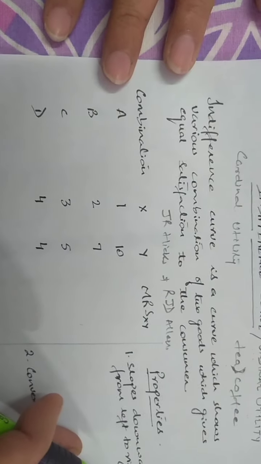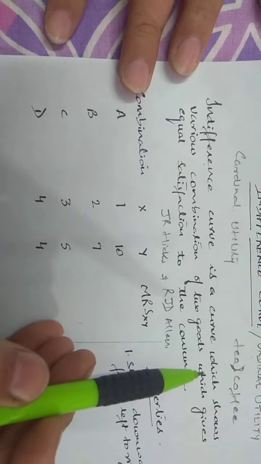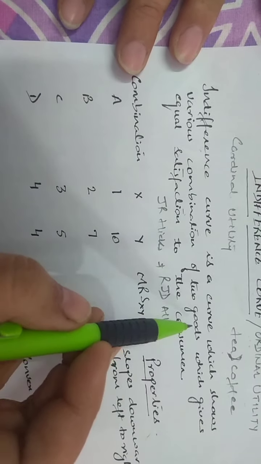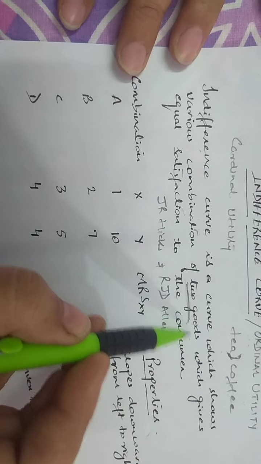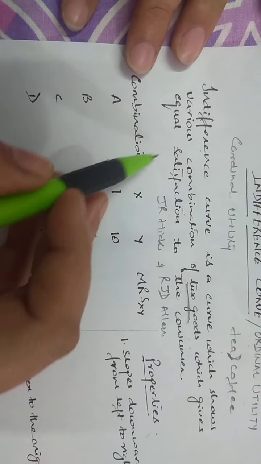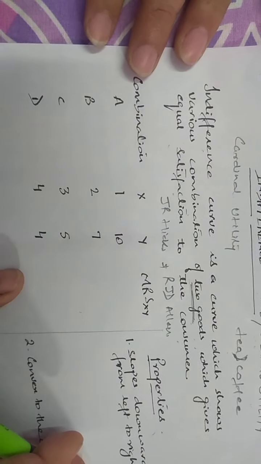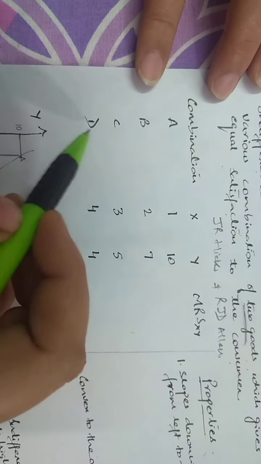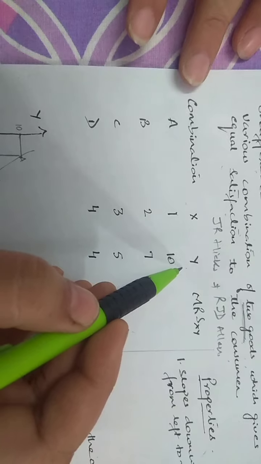Let us first do the definition. Now an indifference curve is a curve which shows various combinations of two goods, which give equal satisfaction to the consumer. Let us see from here. Now these are the different combinations. There are two goods, X and Y. Say mangoes and oranges, you can take it as.